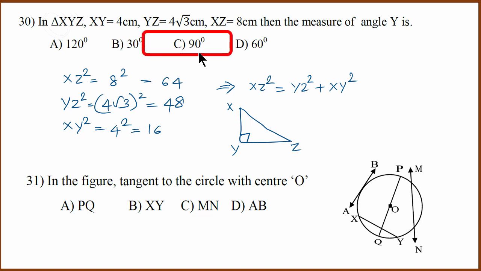In this kind of question, it will mostly be Pythagoras. You have to use the Pythagoras theorem and see if the sides satisfy it. Remember, the longest side is always the hypotenuse. So you can try that XZ square has to be equal to the sum of the other two. Next question is, which one is a tangent? A tangent only intersects at one point, which means AB is the tangent.